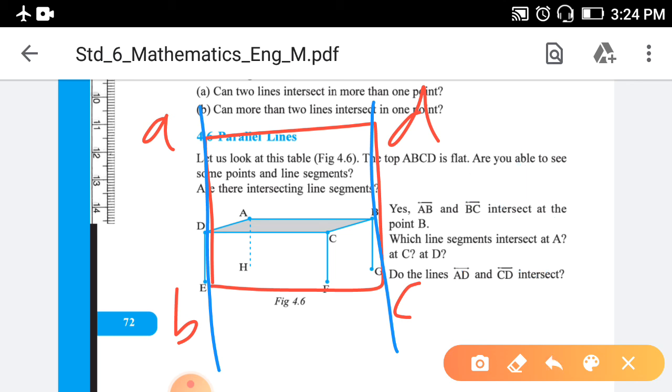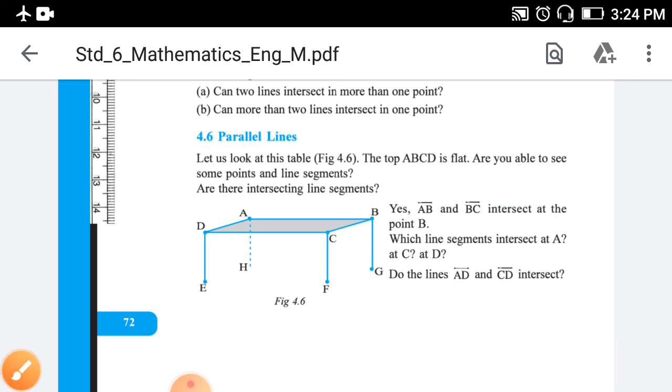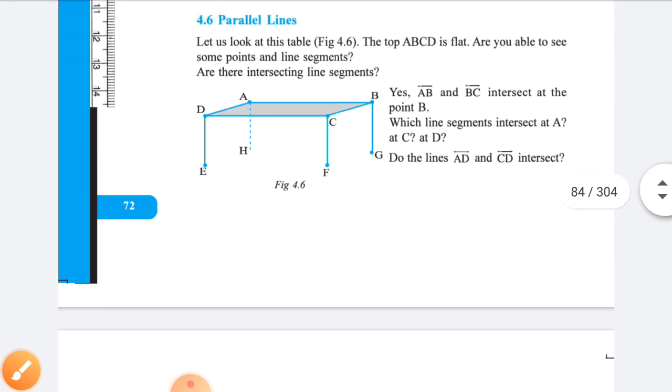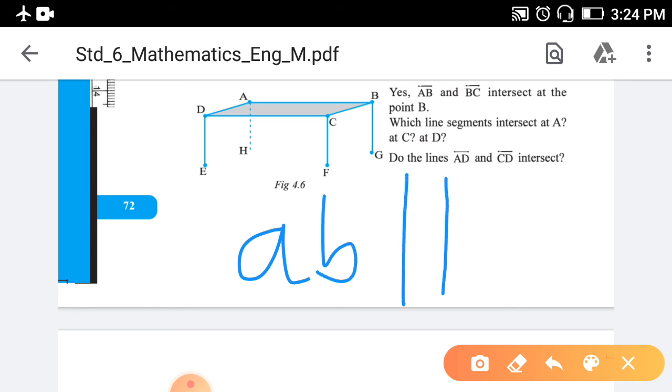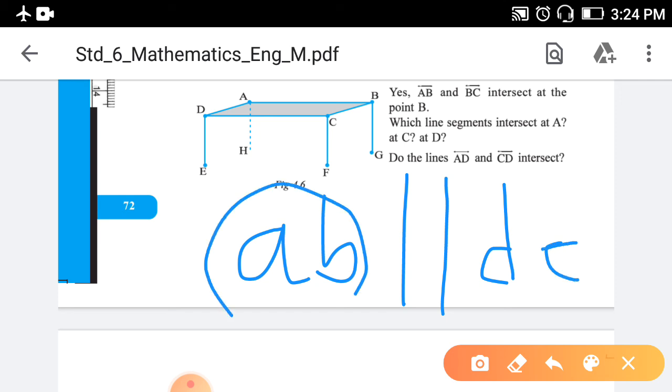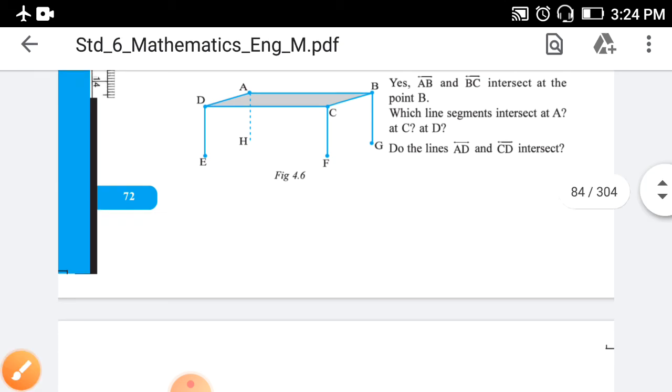How to write parallel lines? What is the symbol to represent parallel lines? AB, then 2 vertical strokes and DC or CD. If it is written this way, then you can say line AB is parallel to line DC.